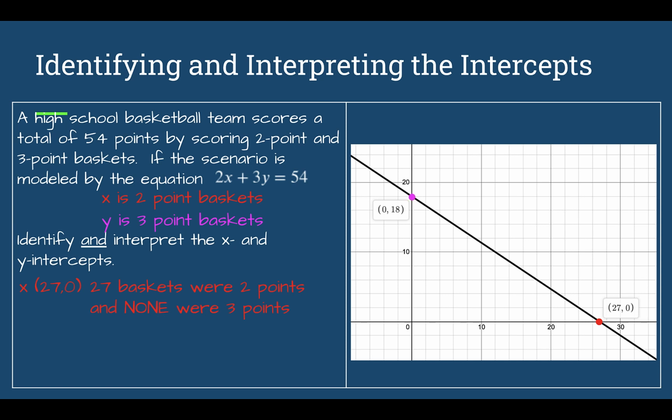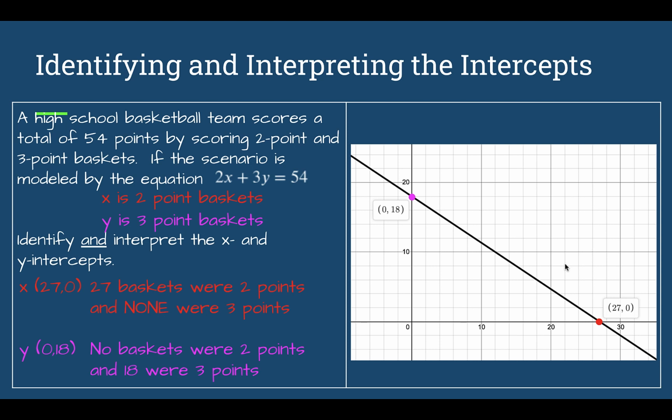Your y-intercept is the exact opposite. So here it's 0, 18. That is where there were no x values, so no 2-point baskets, and all of them were 3-point baskets. So in this case, there were 18. How do I know how many there were? Well, remember, our total has to be equal to 54 points. If I had any more or any less of that number, it wouldn't come out to 54 points. 18 3-pointers is 54. 27 2-pointers is 54.